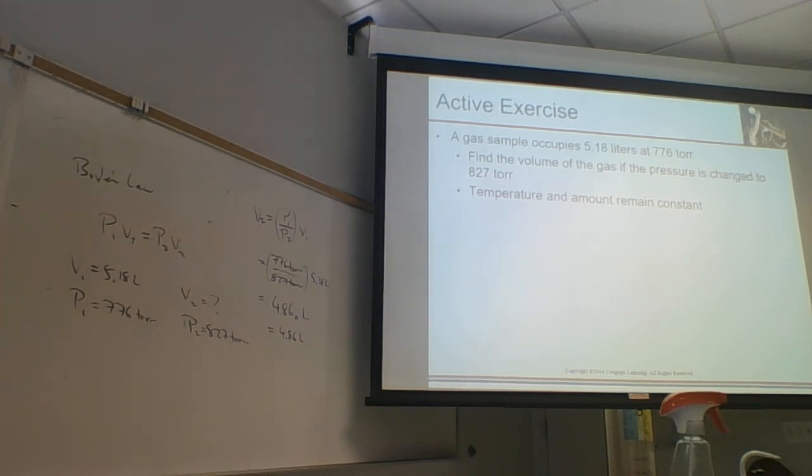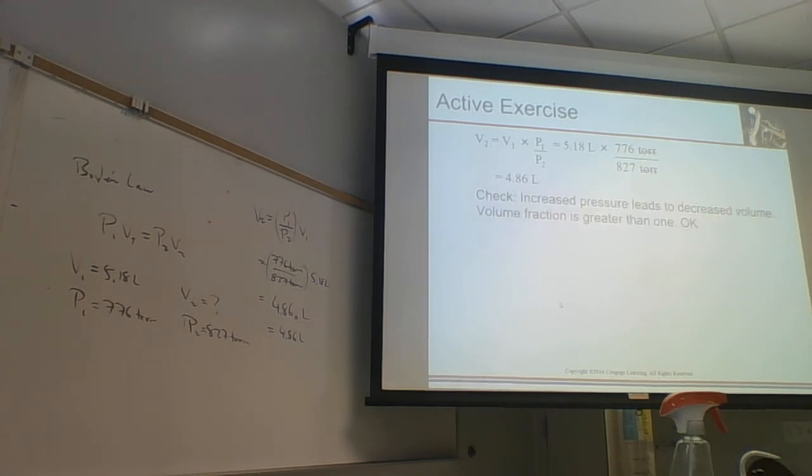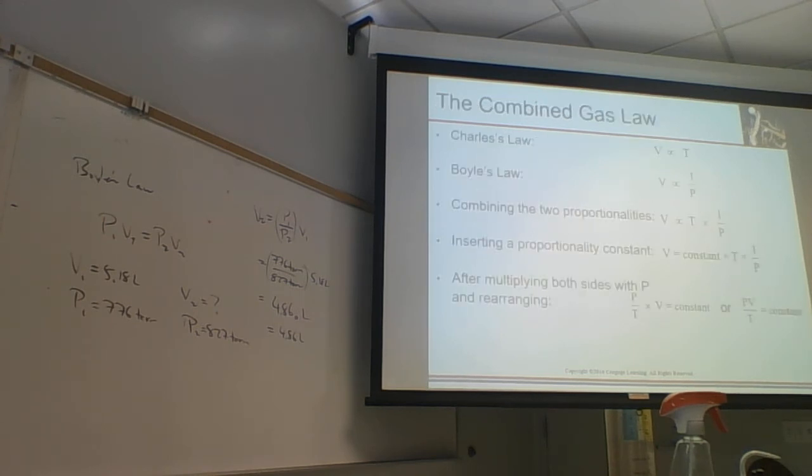And so pressure goes up, volume goes down, 4.86 liters. Here they did the pressure fraction. Do you see that? T1 over T2, pressure fraction. 4.86 liters. That's what they got. I don't remember Charles' law. I don't remember Boyle's law.